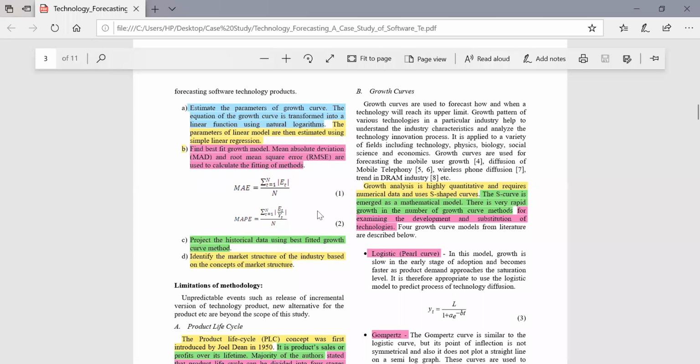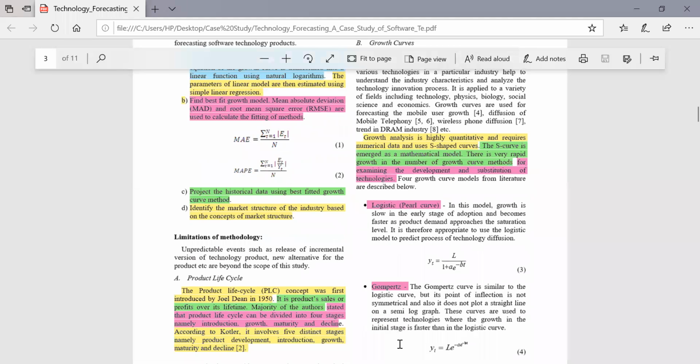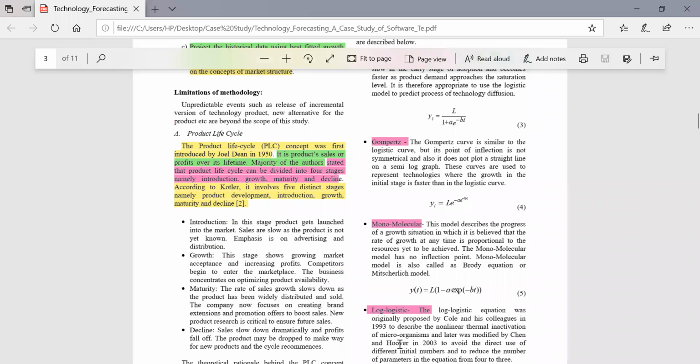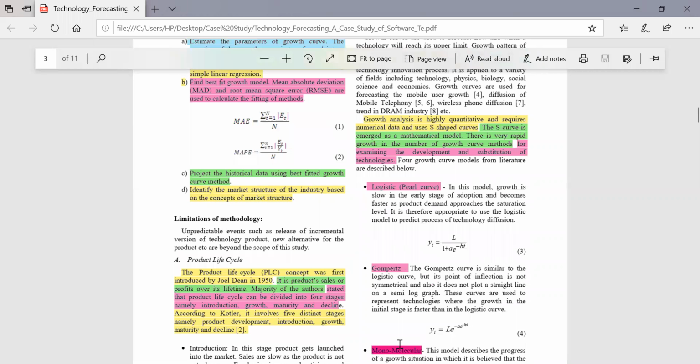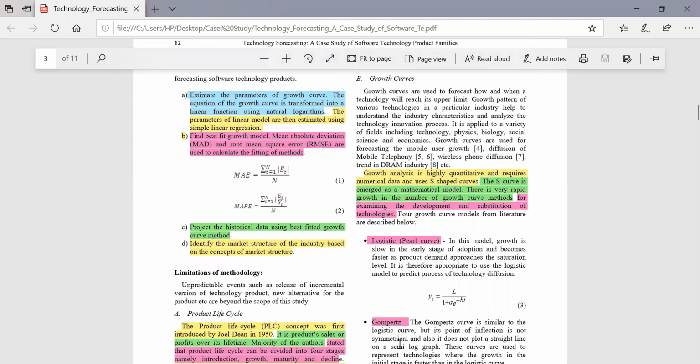So which is mapping, for that you will go which type of curve is best suited. Either it is logistic, Gompertz, and still two more we have. Monomolecular, and logistic. Okay, so these are about how you have to generate the mathematical equation.